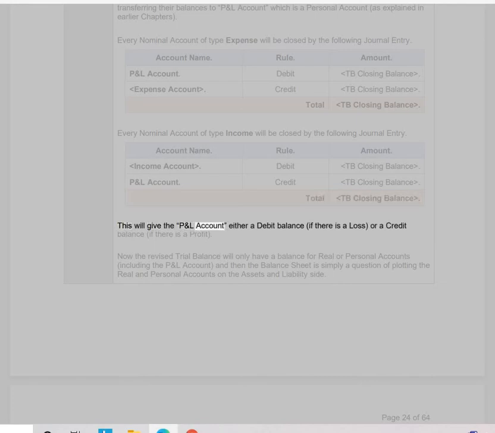This will give the P&L account either a debit balance, if there is a loss, or a credit balance, if there is a profit. Now the revised trial balance will only have a balance for real or personal accounts, including the P&L account, and then the balance sheet is simply a question of plotting the real and personal accounts on the assets and liability side.